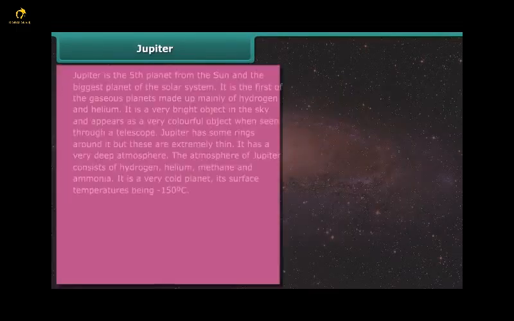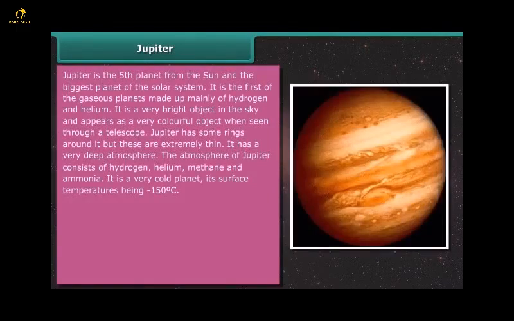Jupiter. Jupiter is the fifth planet from the Sun and the biggest planet of the solar system. It is the first of the gaseous planets made up mainly of hydrogen and helium. It is a very bright object in the sky and appears as a very colorful object when seen through a telescope. Jupiter has some rings around it, but these are extremely thin. It has a very deep atmosphere.